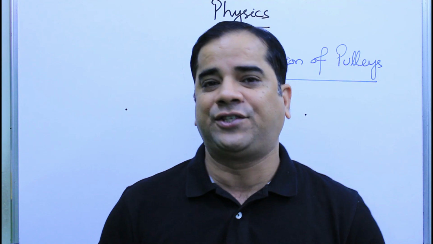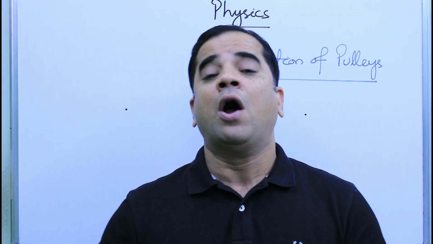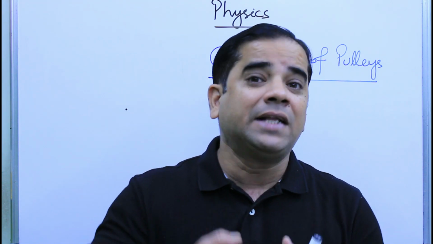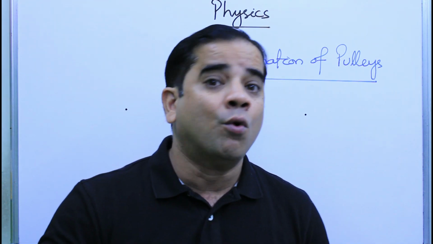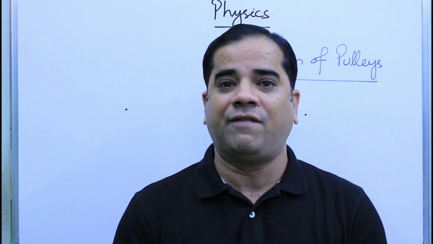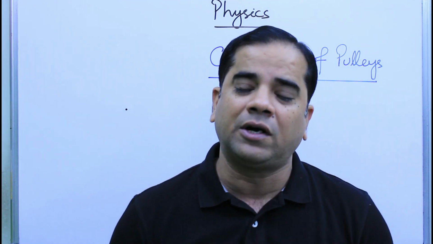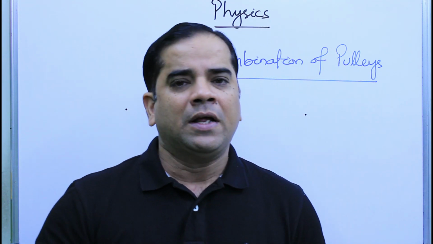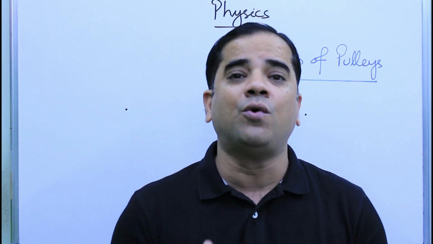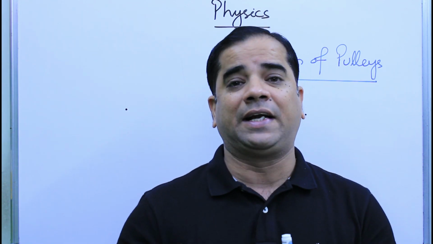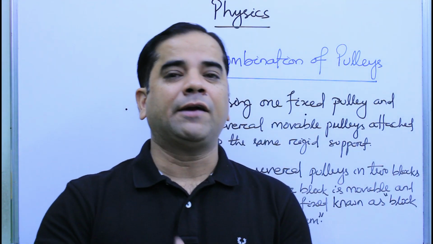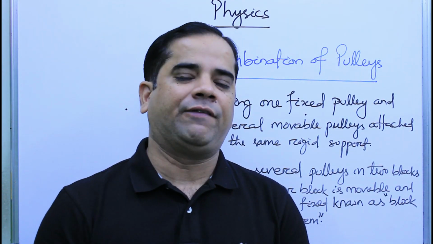So how can we achieve that? We need a combination of pulleys so that we can bring the mechanical advantage to more than 2, so that the system of pulleys can make our life easy and we can do our work very easily. So we will discuss how we can combine pulleys and achieve a mechanical advantage of more than 2. The combination of pulleys can be done in 2 different ways.